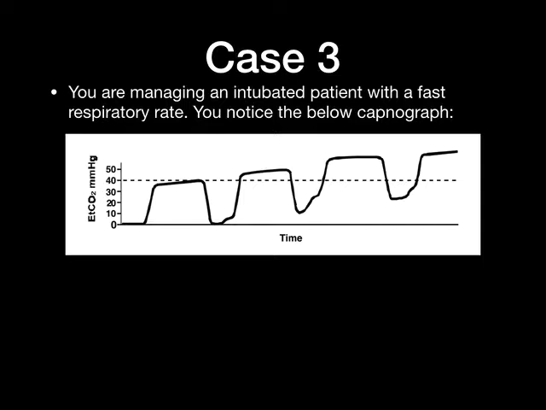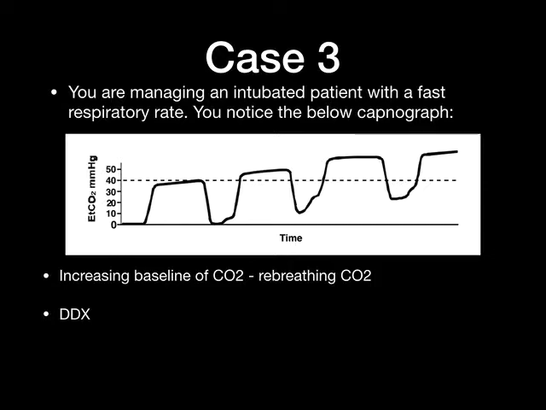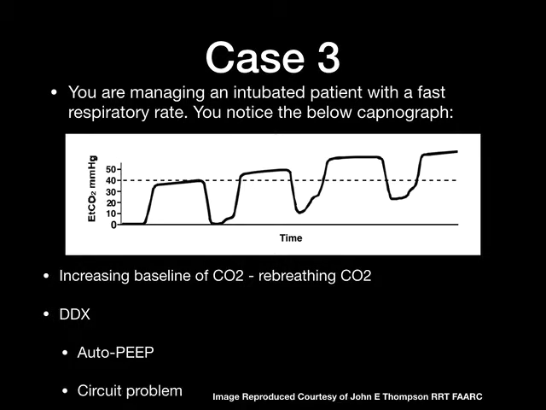And lastly, case 3. You're managing an intubated patient with a really fast respiratory rate, and you notice the below capnograph. As the baseline increases, you see the 0 value as the bottom, but towards the end of the graph, 0 is not the starting point anymore, so we're rebreathing CO2. And remember, that's going to widen one of the legs of the graph. The differential here could be auto-PEEP in, say, an asthmatic, or a circuit problem.